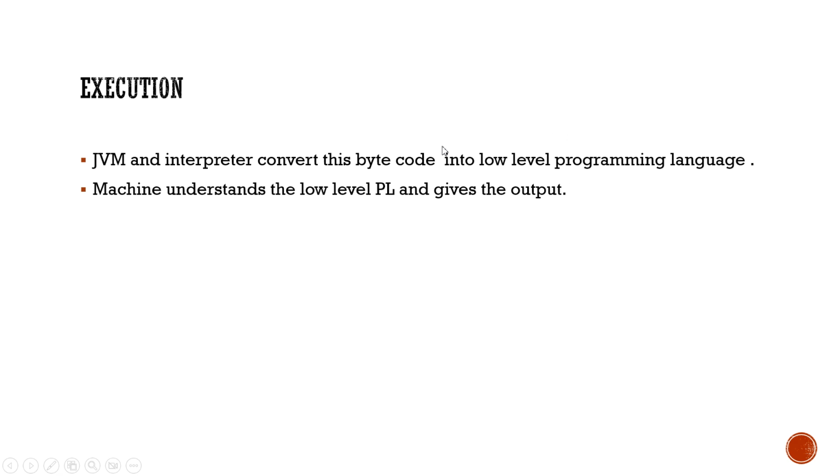Bytecode is like a middle one. First a source file, then after compilation we get a dot class file, which is nothing but the bytecode. Then JVM and interpreter convert this bytecode into low level programming language, and the machine understands this low level programming language easily and gives us the output.